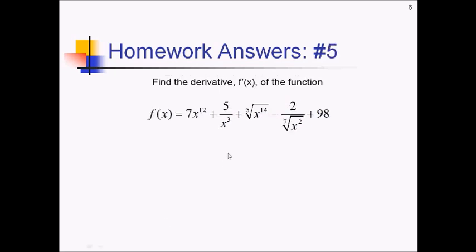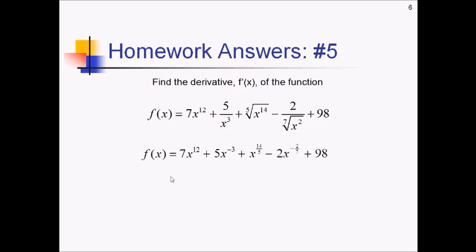Before I can take the derivative of this one, I'm going to try to rewrite it using just x to some power without any fractions or radicals here. So going from left to right, 7x to the 12th can stay the way it is, but 5/x cubed, I'll rewrite that as 5x to the negative 3rd power, and then this will be x to the 14/5, followed by minus 2x to the, let's see here, this is going to be the negative 2/7. I've got a denominator x term here, so that's going to have to be a negative power. And then 98 is still 98 for what it's worth.